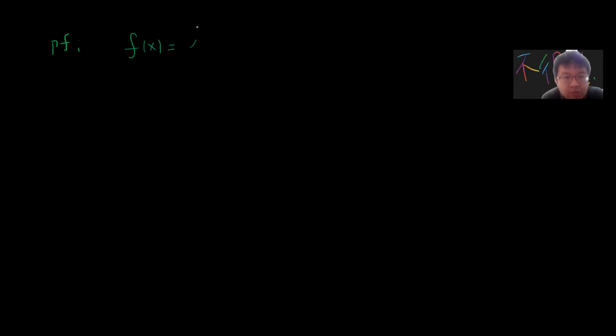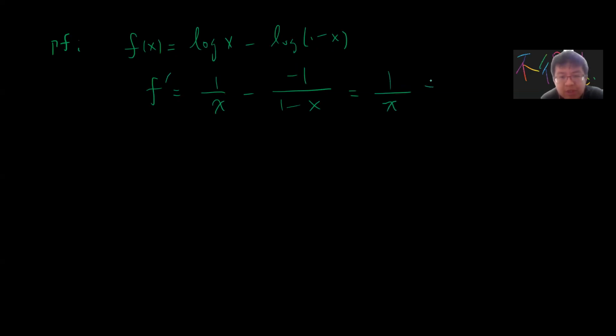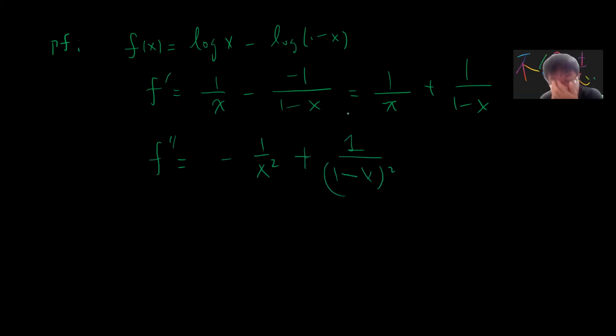So if you define f of x to be log x minus log 1 minus x, the first derivative is 1 over x, 1 minus 1 over x. I think it's minus 1, right? So 1 over x plus 1 minus x. Now do the second derivative. Right, so this should be plus 1, right? Because there's a minus 1 when you do a derivative, and then there's not minus 1 here.